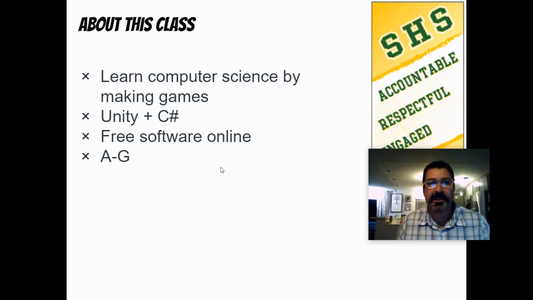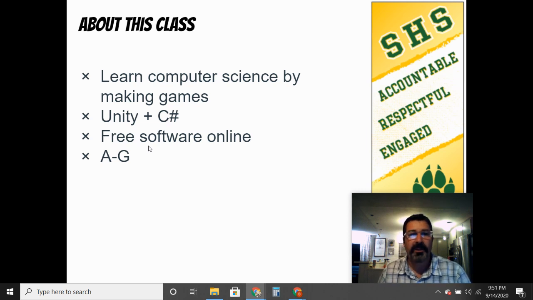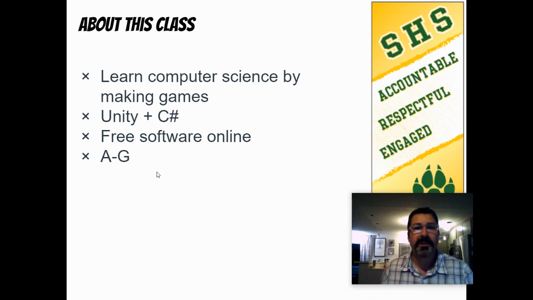All right, about this class. So this is game design. In game design, we're going to learn computer science by making games. In this class, we're going to use Unity, which is a professional game engine. There's a lot of games that are sold that were made with Unity. So it's professional grade software, and the programming language is C Sharp. Both are really good platforms. The software that we use is free, which is nice, so they can use it for class, and they could use it on their own if they wanted to. And this class is A through G approved as an elective, so if they're going to college, it looks very good on their college applications.